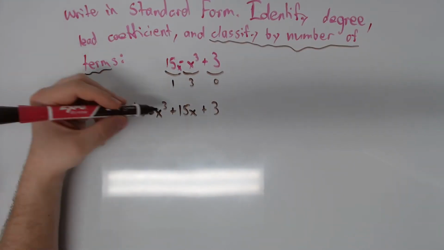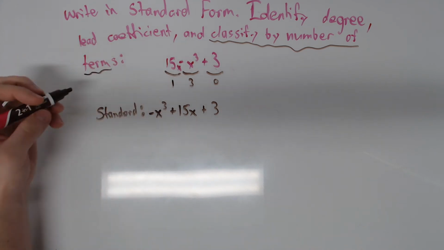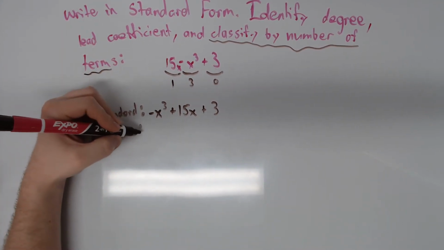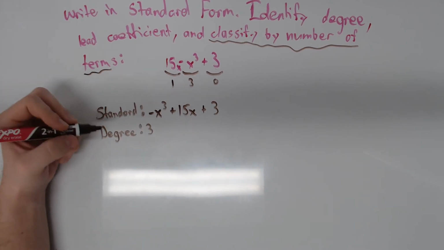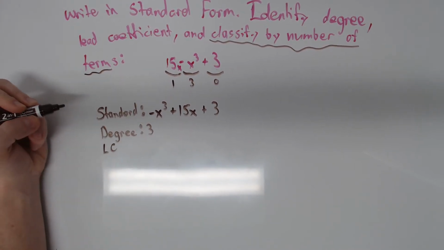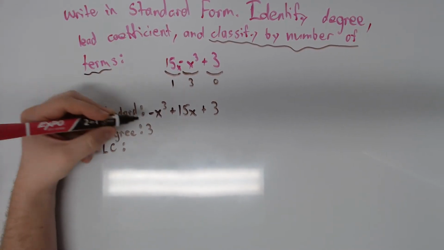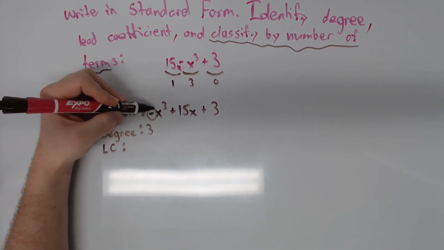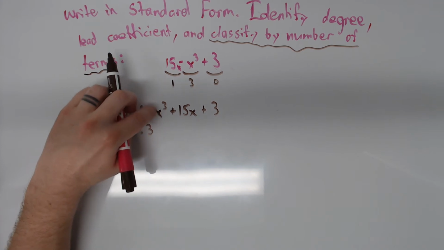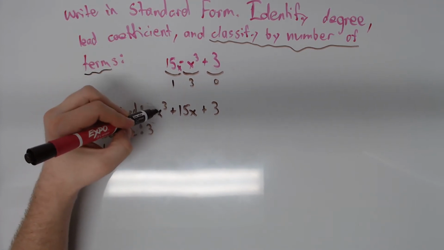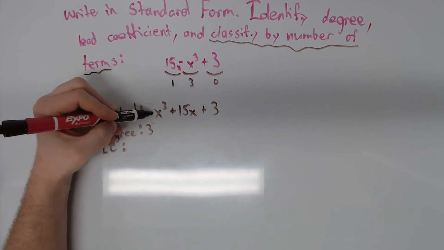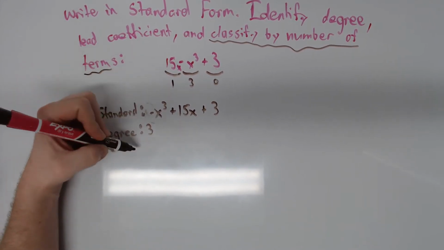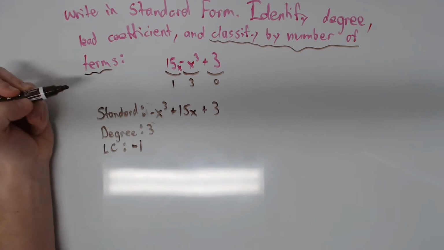Now it's easy to tell what my degree is. It was the single highest degree. My degree is 3 from the x cubed term. My lead coefficient is the coefficient of my first term. So that'd be the number right here. Can you tell that that's a -1? There's just a negative sign, but if we need to pretend there's a number in front of a variable where there is no number, it's always a 1. So my lead coefficient is -1.